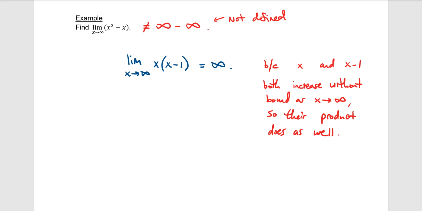And that's because x and x minus 1 both increase without bound as x goes to infinity. And if we multiply that together, then their product will as well. That's essentially using limit laws, but not really writing it out because we're working with infinity, just kind of logically explaining it.